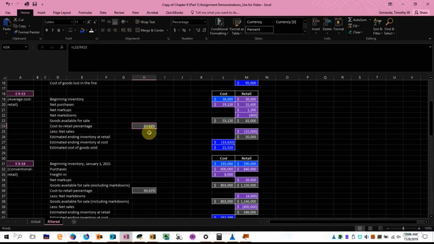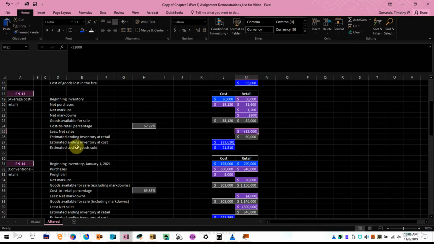Now, after we determine our cost to retail percentage, we'll take out on the retail side our sales. So we sold $32,000 worth of our inventory. That was given.